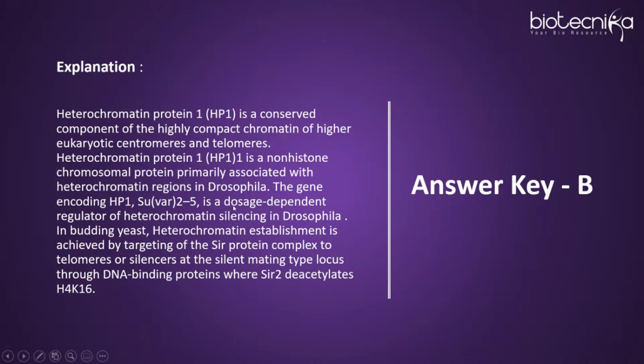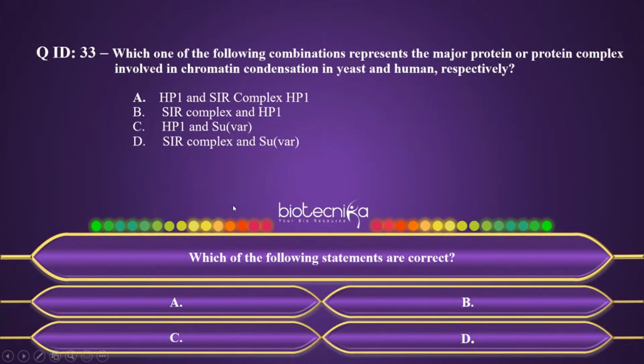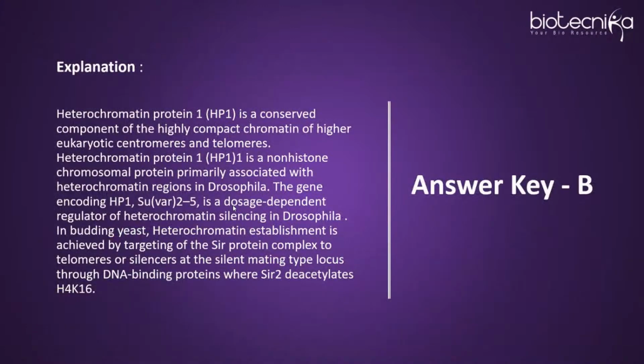So here the option which is correct is option B, the SIR complex and HP1. Both of these are responsible for the chromatin condensation, so formation of heterochromatin regions, which are responsible for gene silencing. In case of yeast, the SIR complex is responsible, and in case of humans, the HP1 complex is responsible, right? So option B would be the correct one here. Okay, everybody understood the explanation, right?